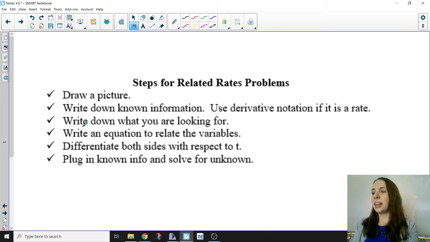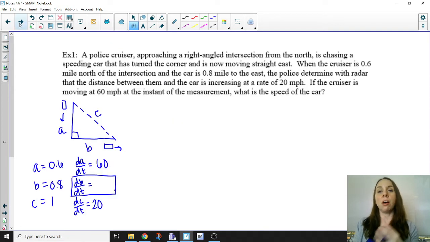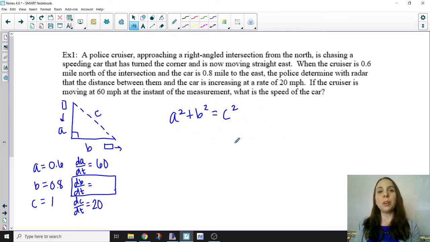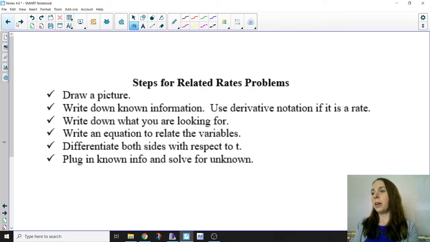All right, let's take a look at that next step. Write an equation to relate the variables. So what you want at this point is an equation that has all of the different variables that you need. For this one, we're going to go with the Pythagorean theorem, right? A squared plus b squared equals c squared. Sometimes this is the really tricky part, trying to figure out what one formula you can use that relates all of the parts, okay? Sometimes this is the difficult part, but it won't be for this example.